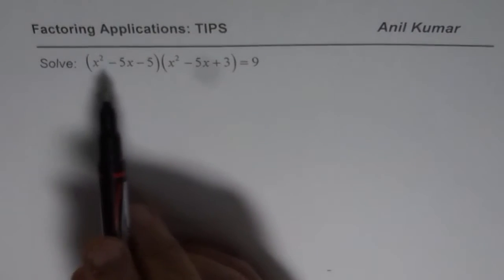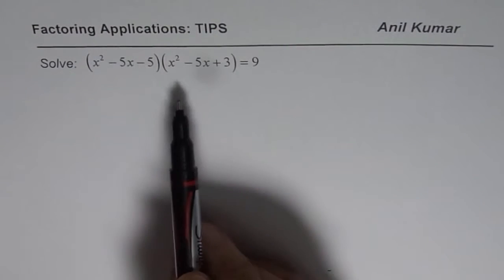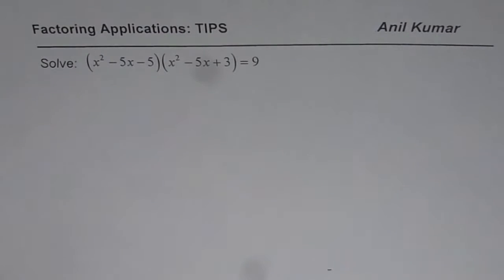We need to solve the given equation, which is (x squared minus 5x minus 5) times (x squared minus 5x plus 3) equals 9. You can pause the video, try the question, and then look into my suggestions.